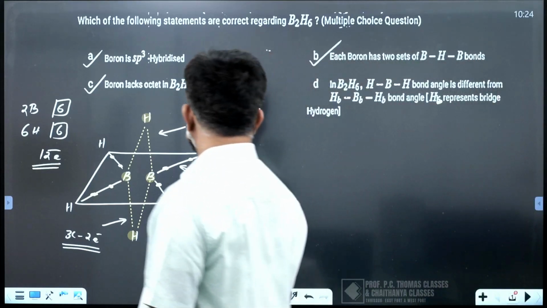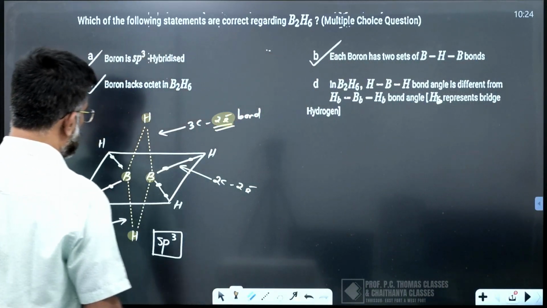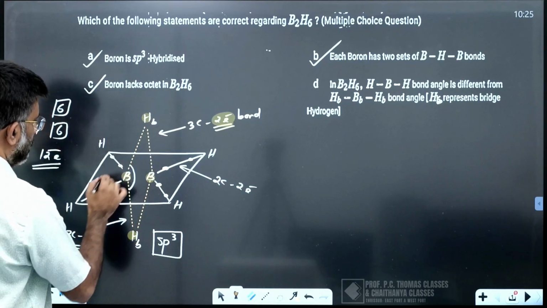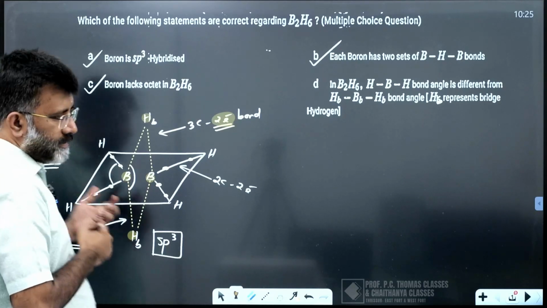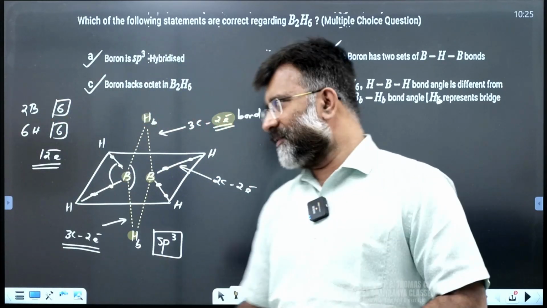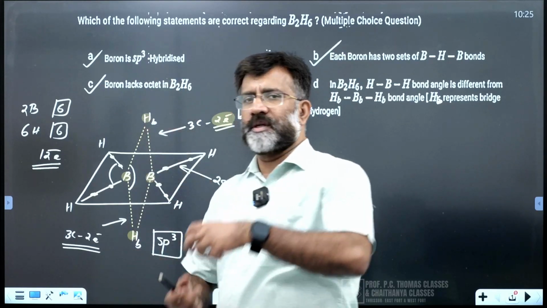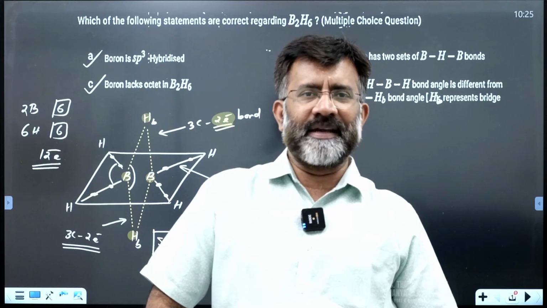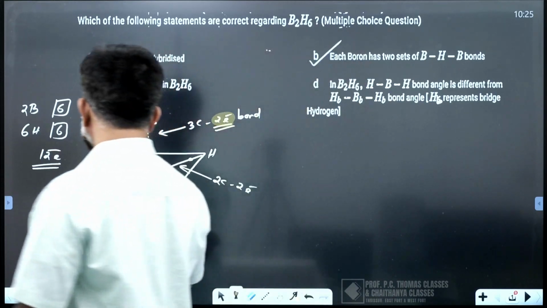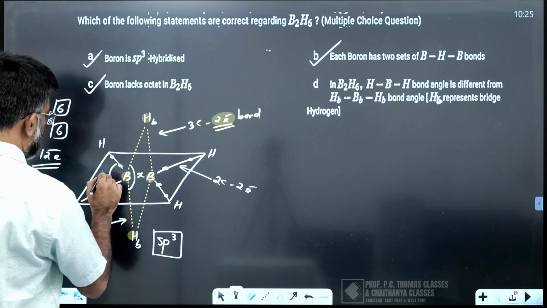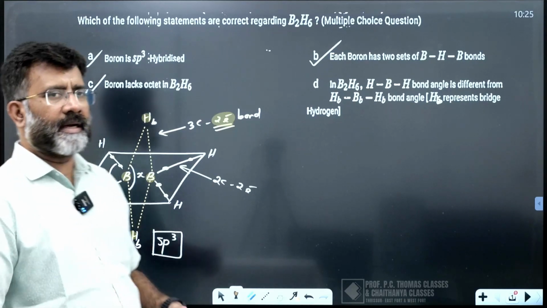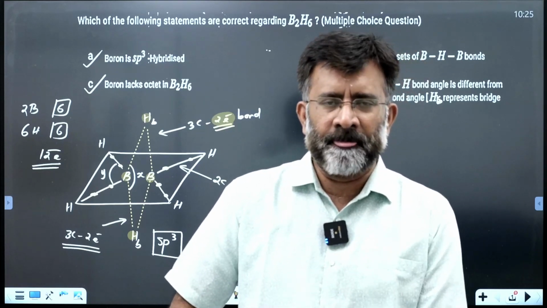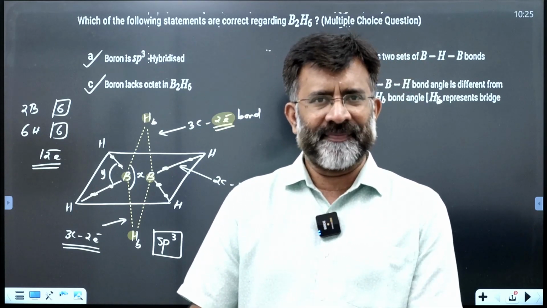So HB, HB. This angle and this angle are different. Exactly, they should be different. Here, in fact, the bridging bond is a longer bond. When there is a longer bond, bond angle will decrease. So this bond angle is X and this bond angle is Y. Y will be greater than X. If X is in the range of some 90 degrees, Y will be in the 120 range, right?